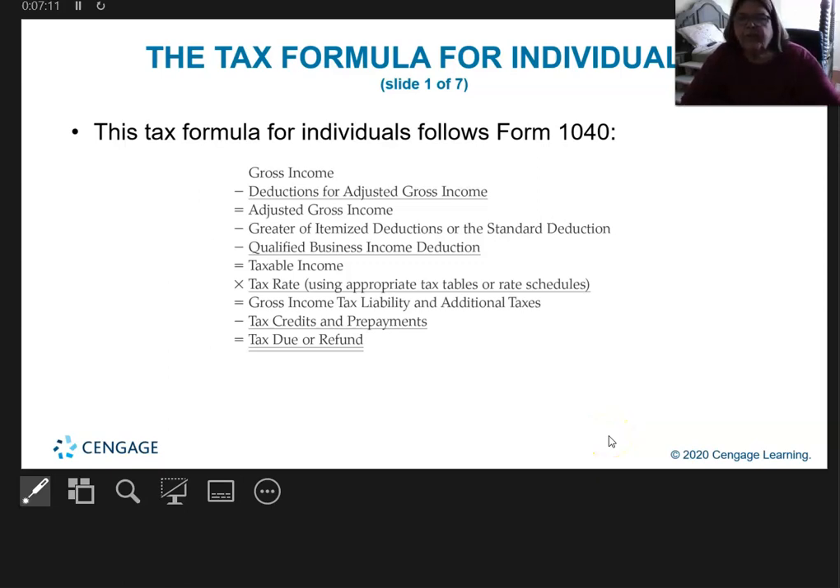So now we're starting on our second video. This is extremely important. This is the tax formula for individuals. And here's how you calculate how much money you owe or how much money you get back.